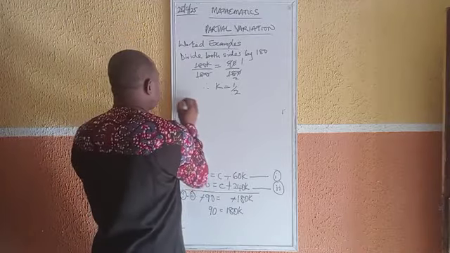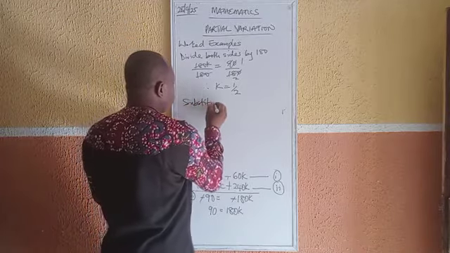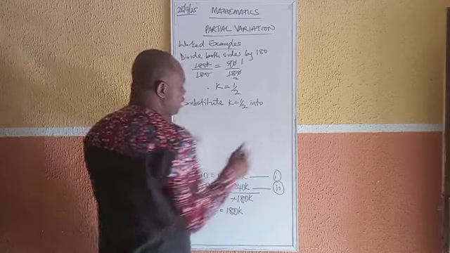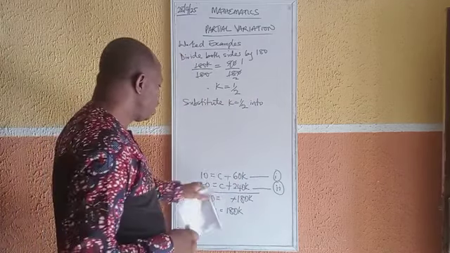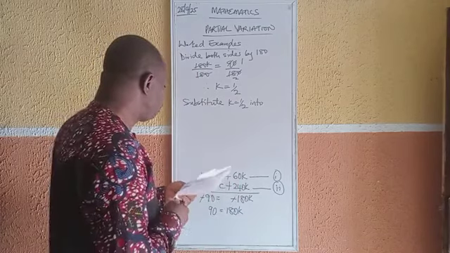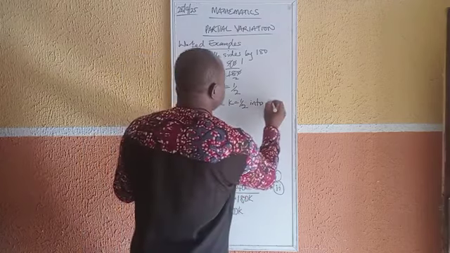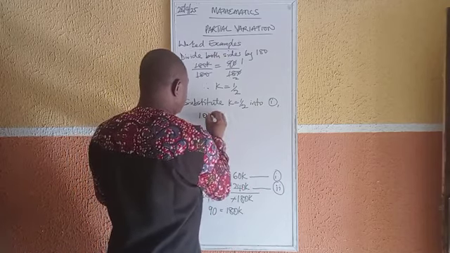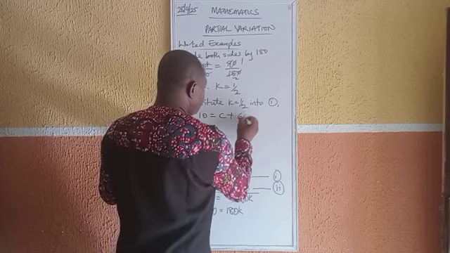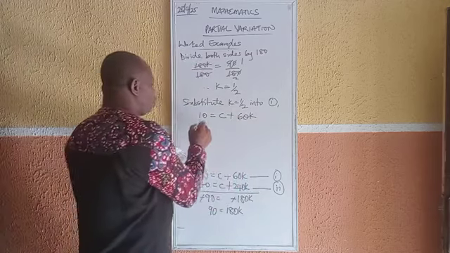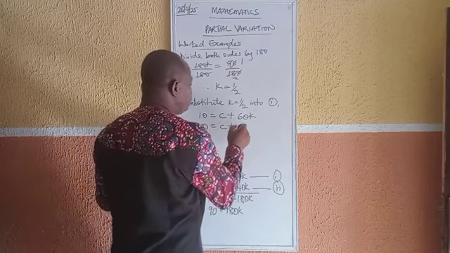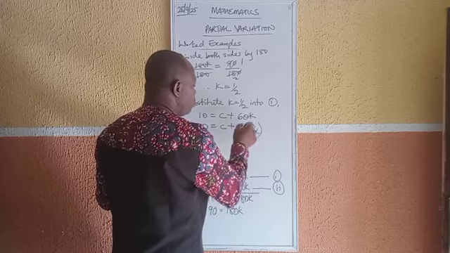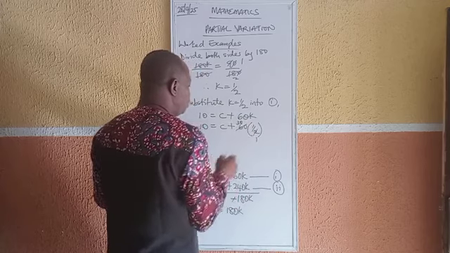So let's substitute k equals 1 over 2 into either equation 1 or 2 to get the other constant c. Let's use equation 1. Any of the equations will give the same result. Equation 1 is 10 equals c plus 60k. So anywhere we see k, we put 1 over 2. That becomes 10 equals c plus 60 times 1 over 2. 2 here, 1. 2 here is 30.